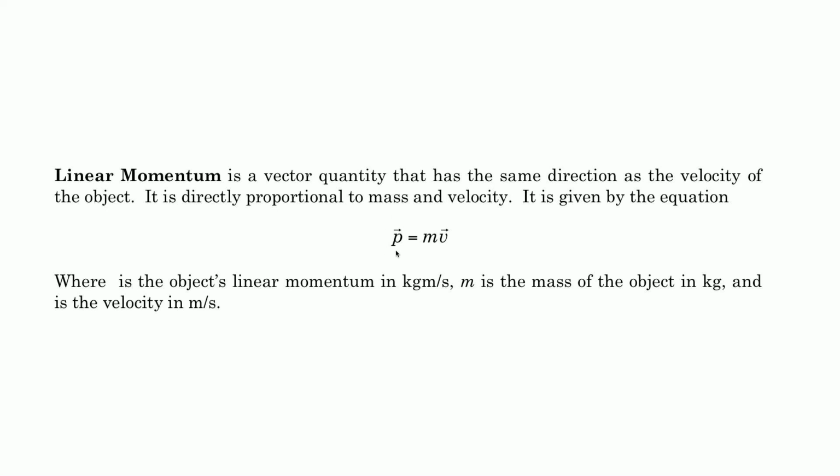Momentum is a vector, so it has the same direction as velocity and is directly proportional to both mass and velocity. The more mass something has, the more momentum it has, and the more velocity something has, the more momentum it has. Momentum is equal to mv, and its units are kilogram meters per second. We don't have a derived unit for momentum, so we leave it in kilogram meters per second. Here, m is the mass of whatever's moving, and v is the velocity at which it's moving, and of course it's a vector.